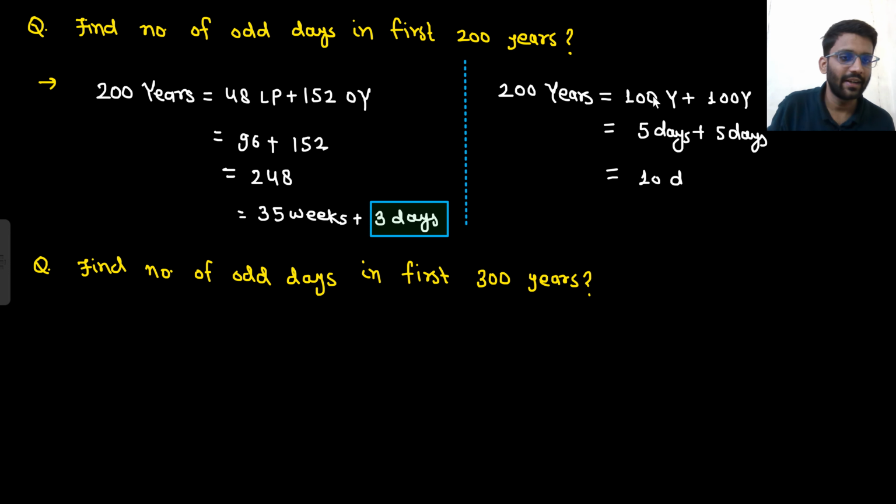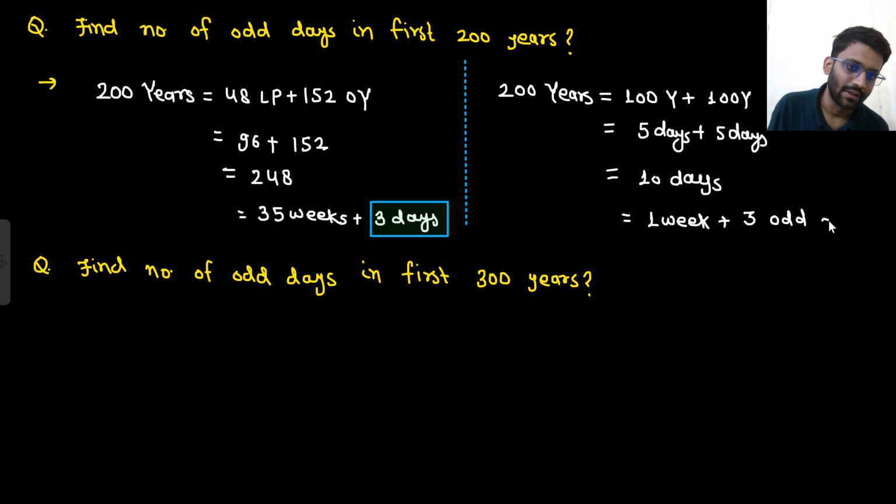Or you could have solved it in this manner, that 100 years will have 5 odd days and another 100 years will have 5 odd days. So total 10 odd days are there. If 10 odd days are there, that means 1 week plus 3 odd days. That's it. This is the answer.